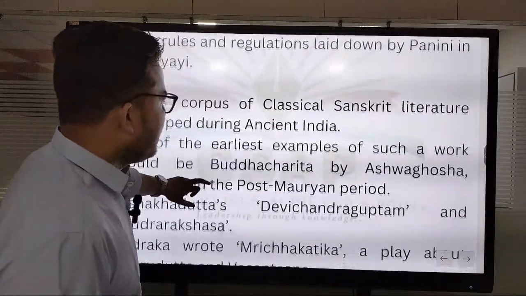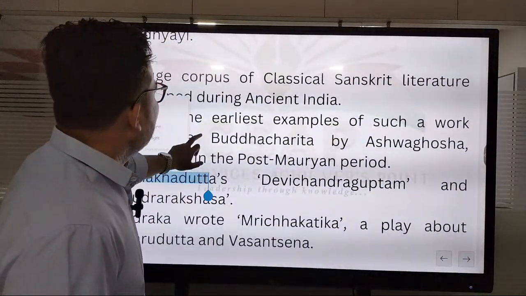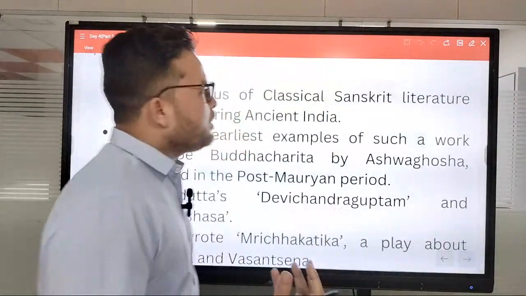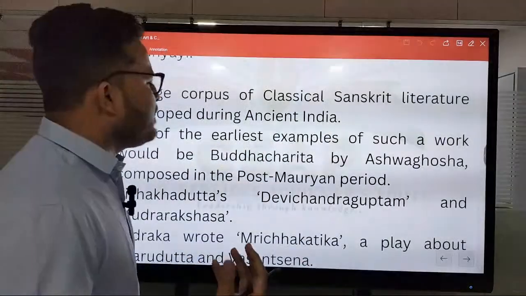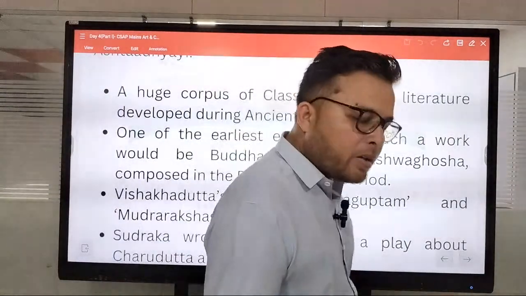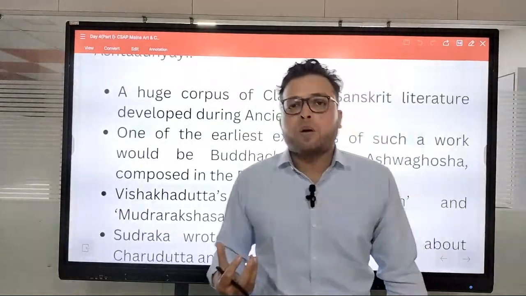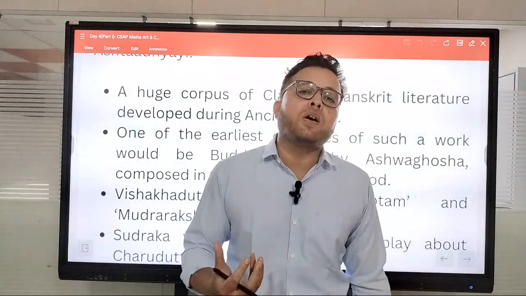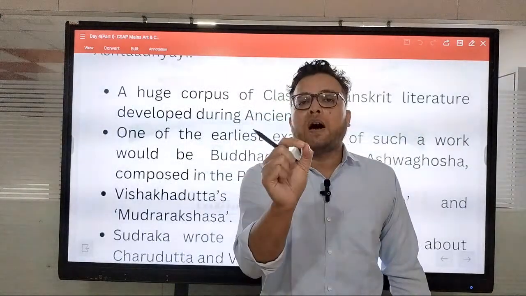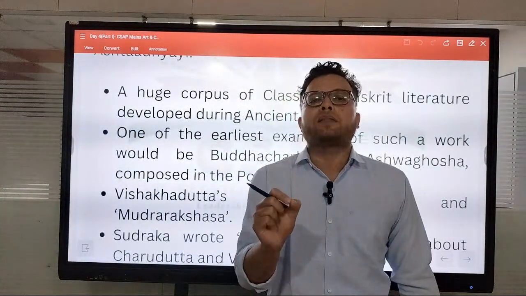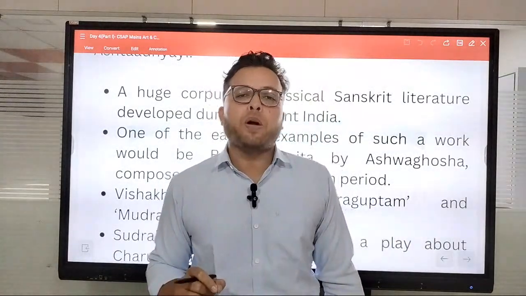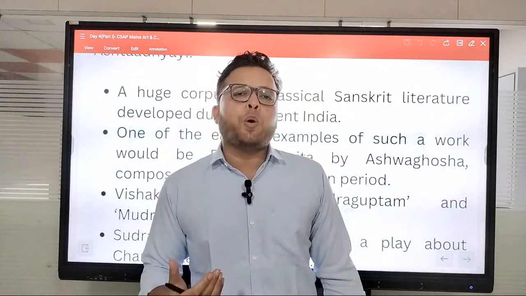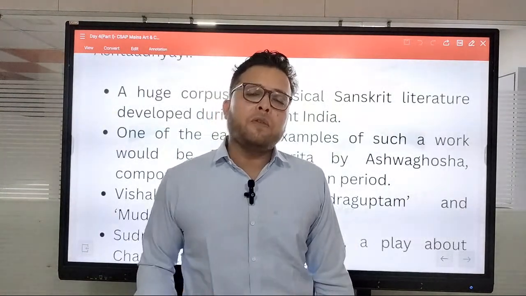A huge corpus, a huge amount of classical Sanskrit literature developed during ancient India. To make a very good start, we have to start with Ashwaghosha's Buddha Charita, a poem which was written in classical Sanskrit language. You may be wondering, it was a poem based on Buddha. The name itself is Buddha Charita.